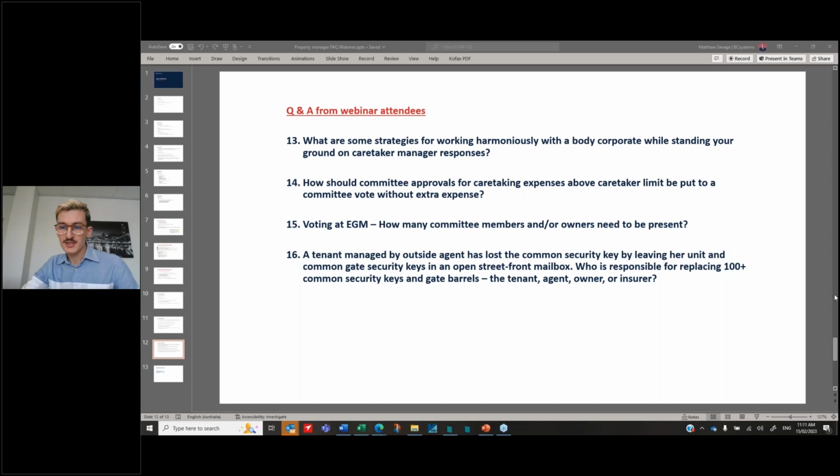Okay, next question. Is the body corporate responsible for animal removal from unit ceilings like possums? And how about the damage costs like walls or ceilings? Is it dependent on location of damages?